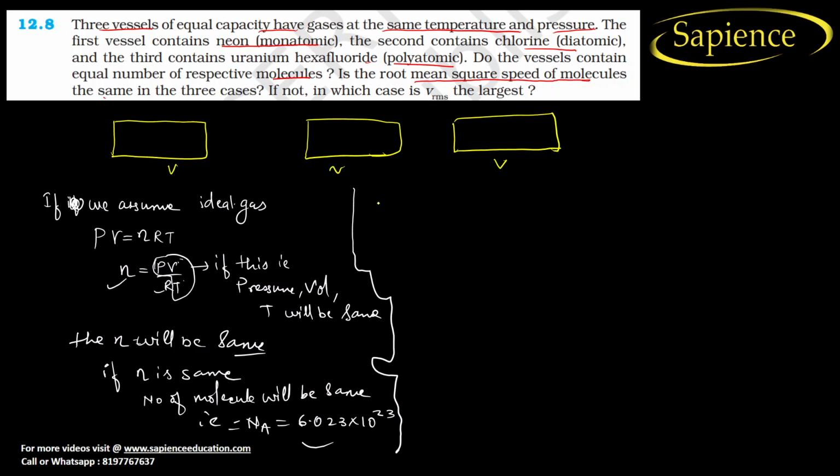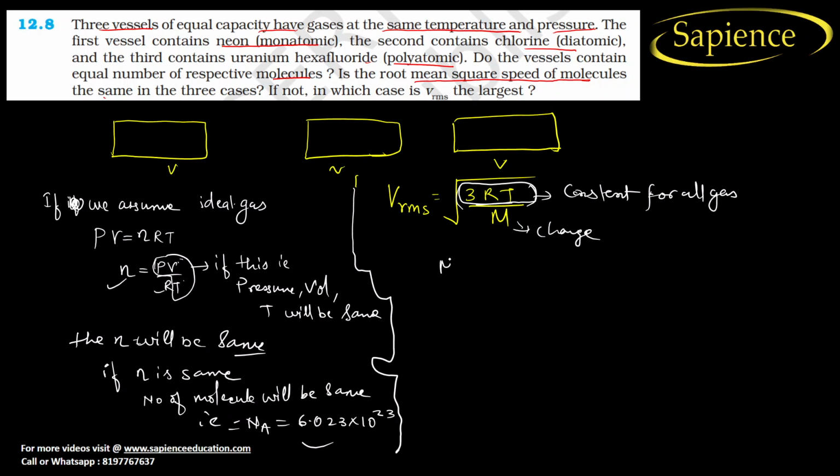Now case two: is the root mean square speed of the molecules the same in all the three cases? If not, then which has the largest RMS? So we know that the velocity RMS is equal to root under 3RT by M. See, all the three entities, 3RT, will remain constant for all gases, but M will change.